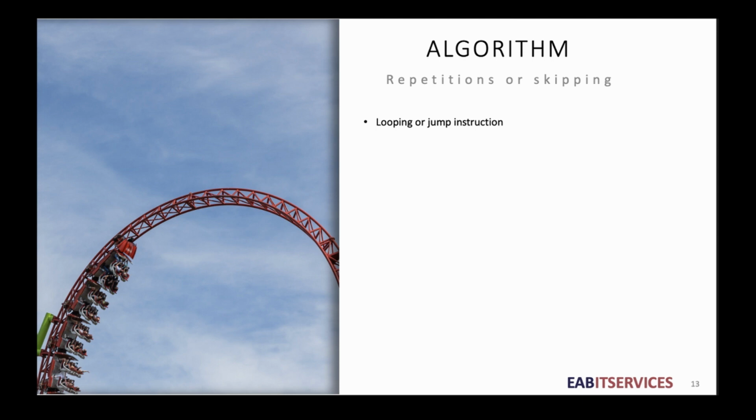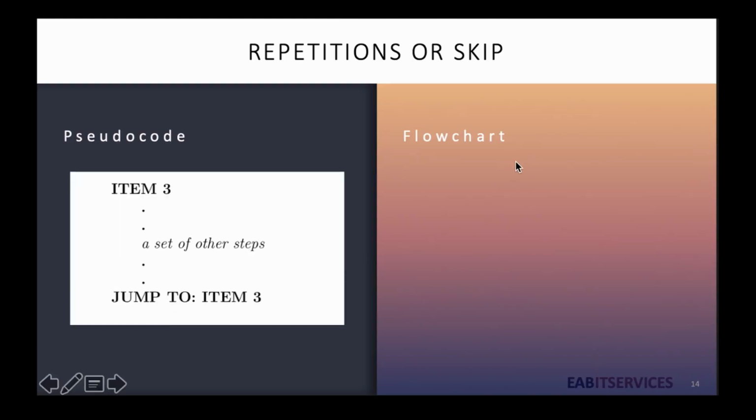Instead of going back to the previous instruction, it could even tell you to jump to maybe step 3 or even step 4, depending on what you get. Let's see how we can represent this in pseudocode. So you have a step, item 3. You perform a series of steps here, and then you move to the next step, and it tells you to jump to item 3.